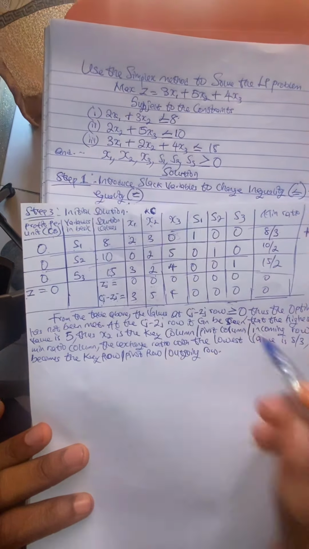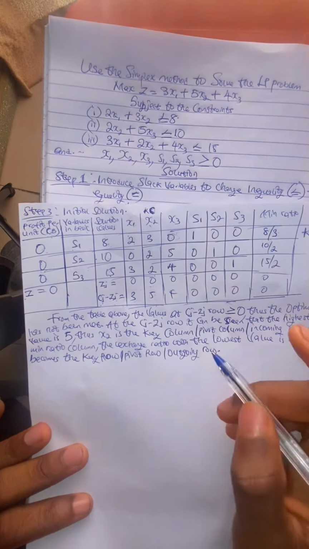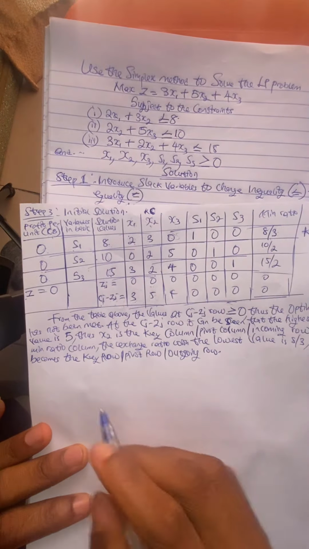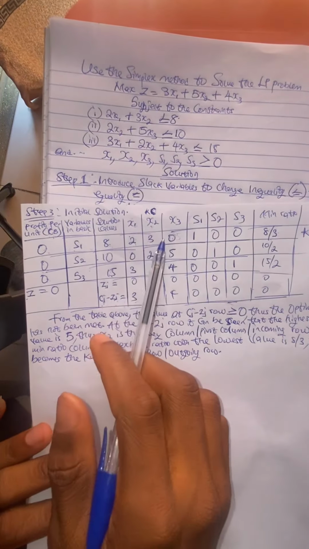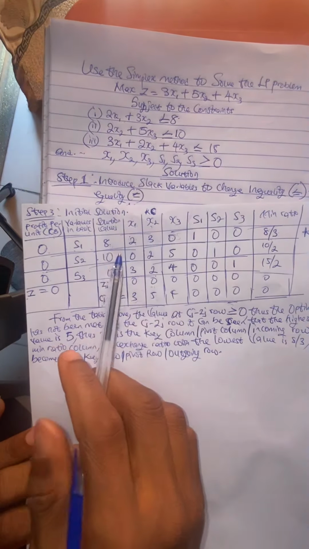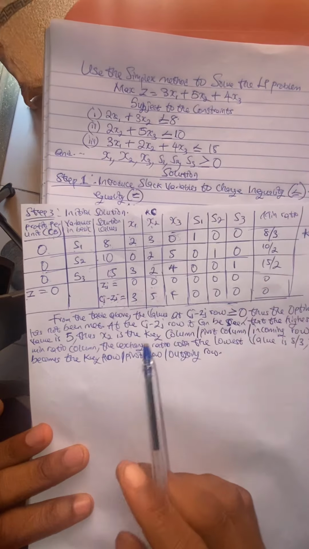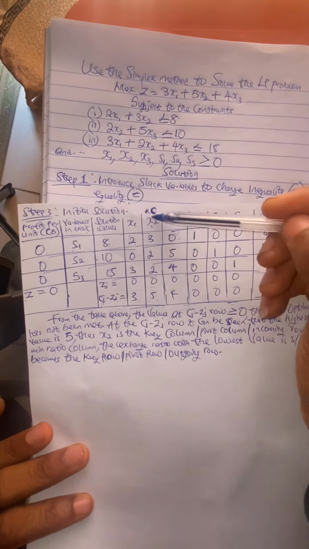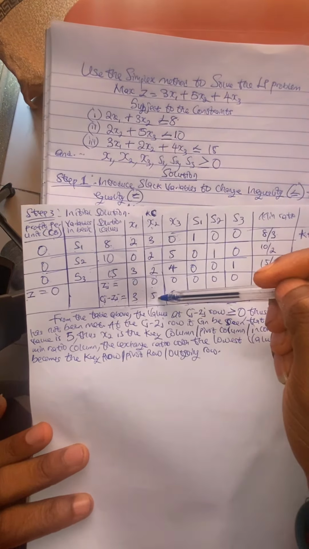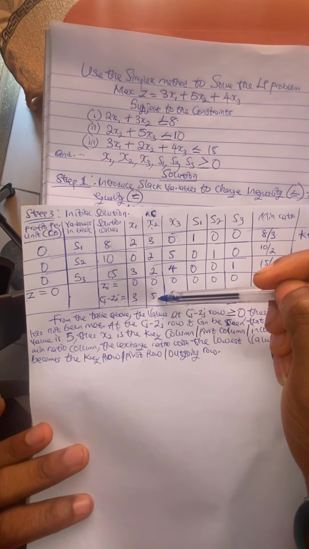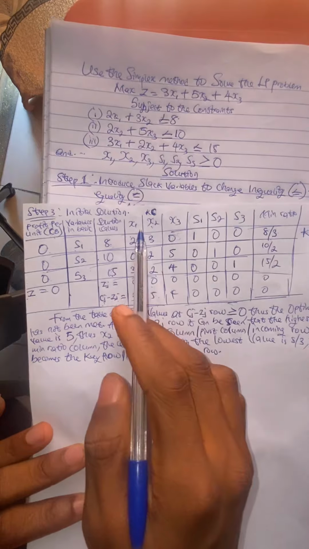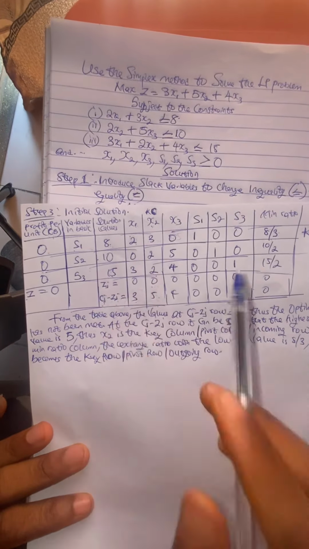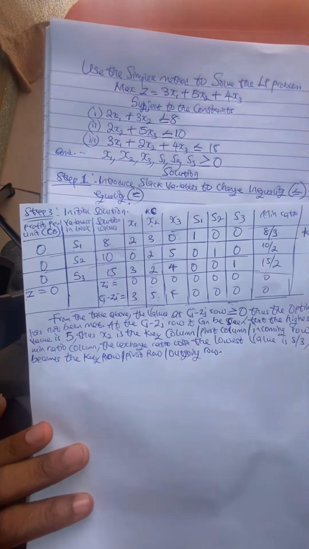So the next thing now is to determine your pivot element or your key element. And your key element refers to what? That value that is at the intersection of your key column and your key row. What does that mean? This is your key column. This is your key row. So the value that is at the intersection of the two of them becomes your pivot element or your key element.